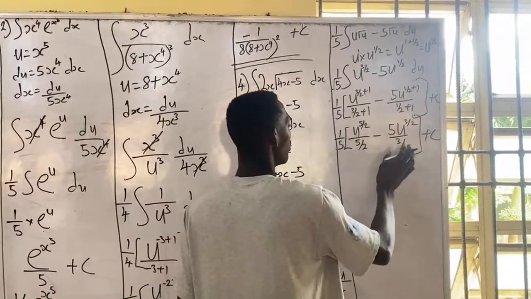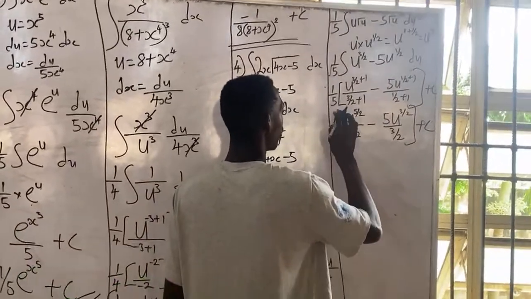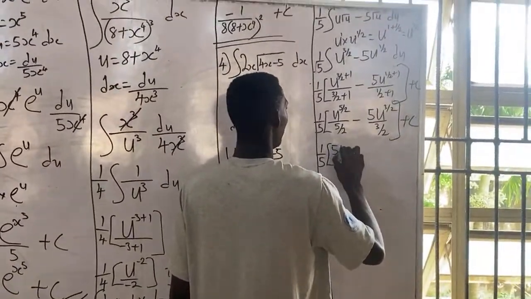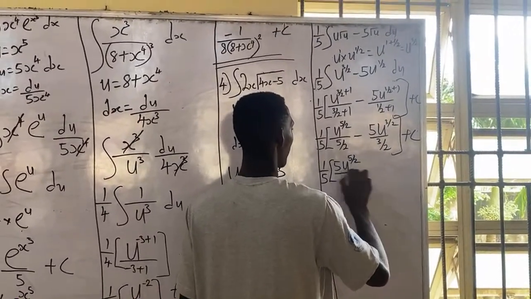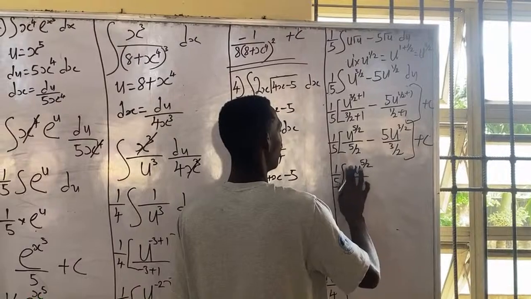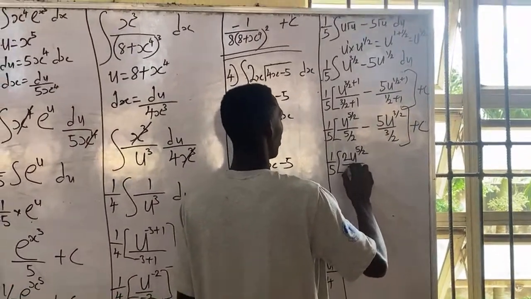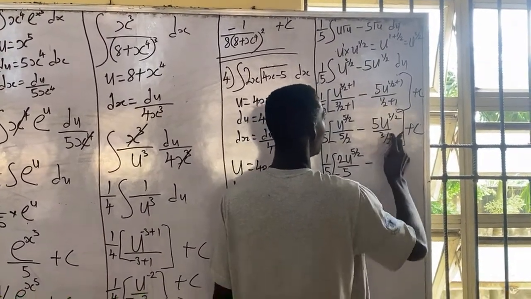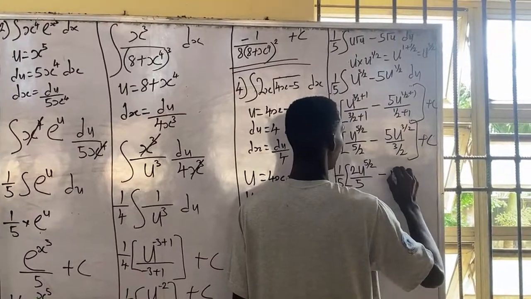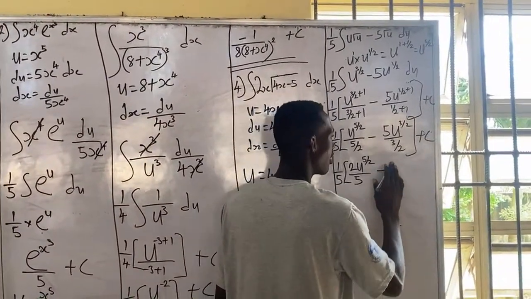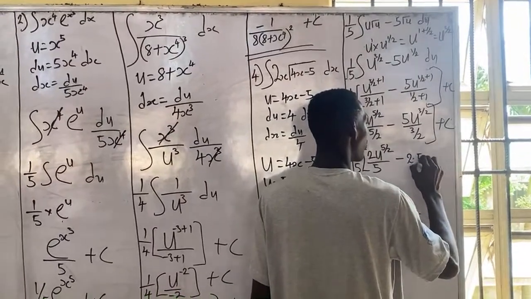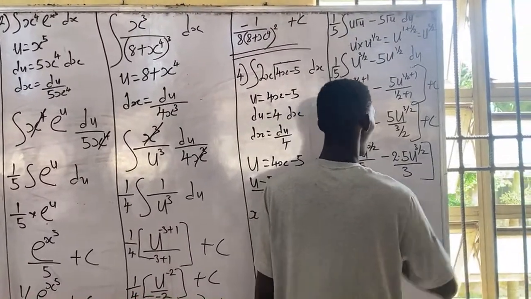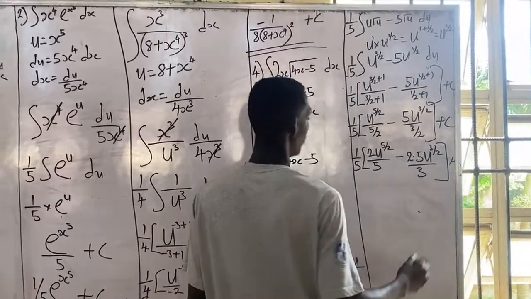Alright, so for us to revert this, 2 will be coming up, 5 will remain down. So this is 1 over 5. Let's open bracket. This becomes 2u to the power of 5 over 2, over 5. Sorry, my bad, 2 is coming up. 5 is down. Minus, the same thing goes for this one. So it will be 2 times 5, that will give us 10. Or let me further break it down. So it will be 2 times 5u to the power of 3 over 2 over 3. Close bracket. You can choose to add your c for now.